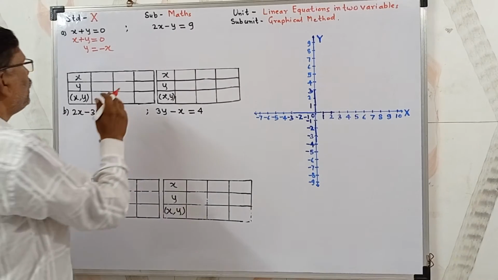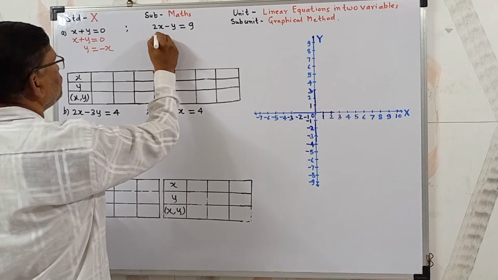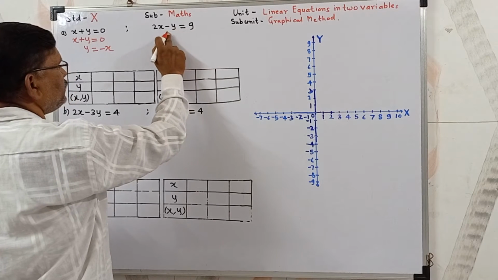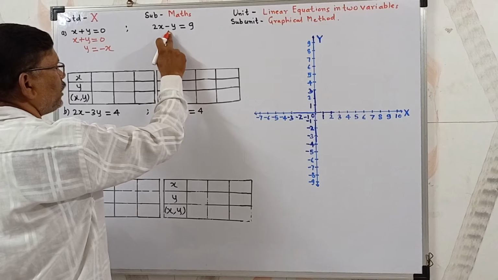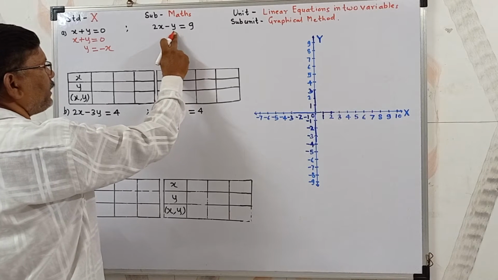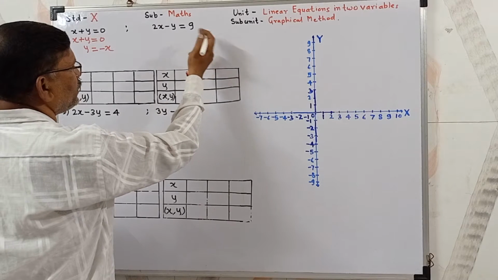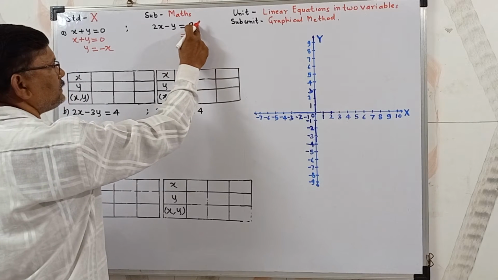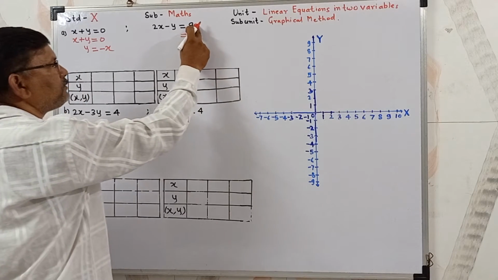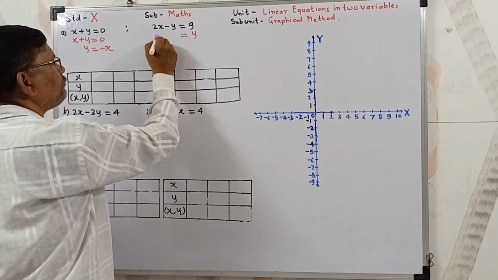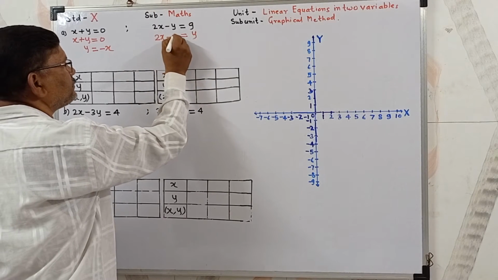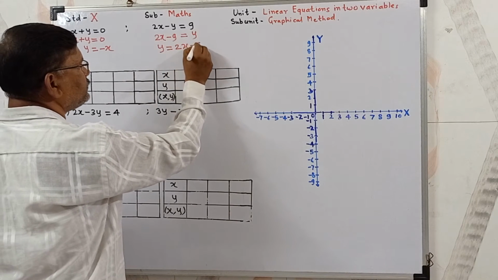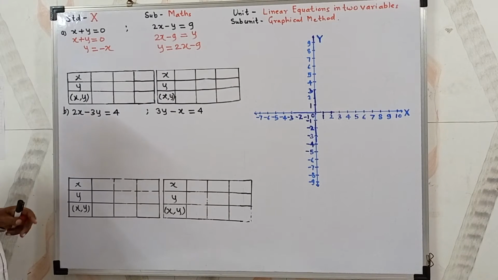Understood? Listen here, this is 2x minus y is equal to 9. The sign of y is minus. Take this y to the other side, so it becomes plus, and the sign of 9 is plus, so it comes to this side as minus. So y is equal to 2x minus 9. Understood?